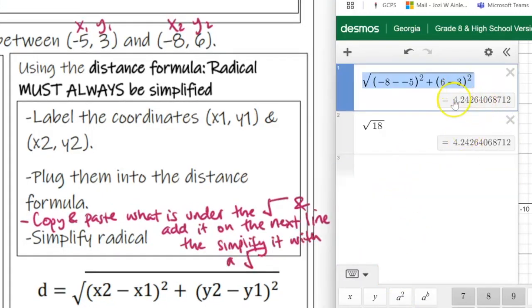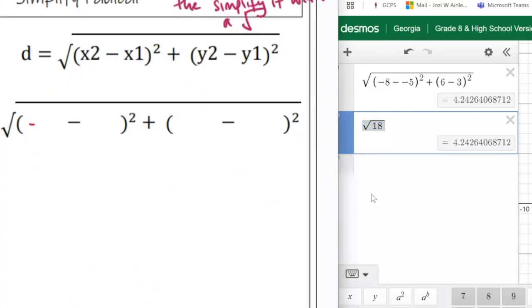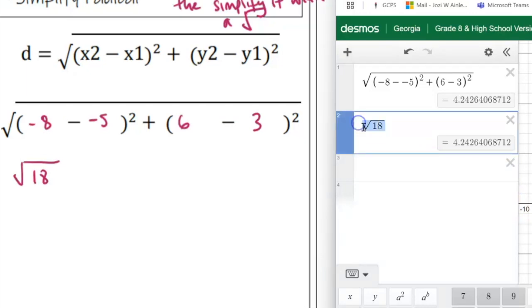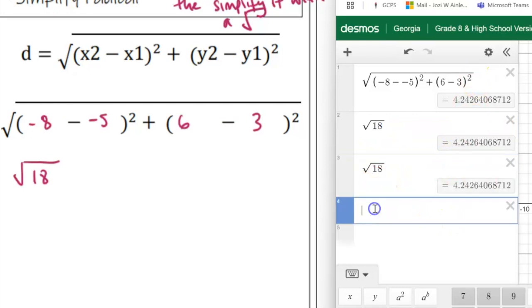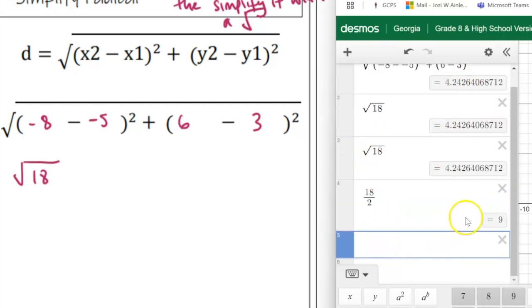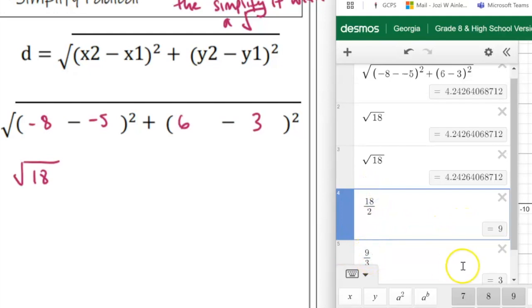These answers match up perfectly. So I'm simplifying radical 18. So I've got negative 8, negative 5, 6, and 3. And I've got 18 here. So now I'm simplifying 18. Now remember, I want to keep the same answer there. I'm going to break down 18. So I'm going to check 2. All right, it works. Now I have 9 left over. I'm going to check 9. That doesn't work. Check 3. That works. So I've got 2, 3, 3.